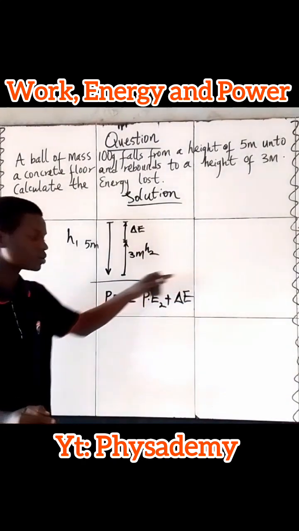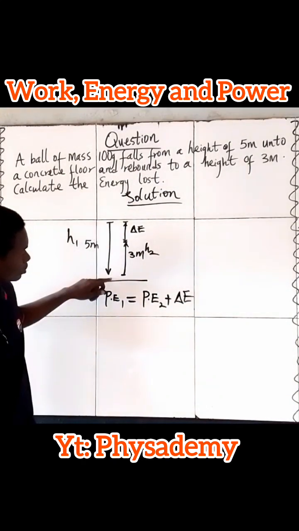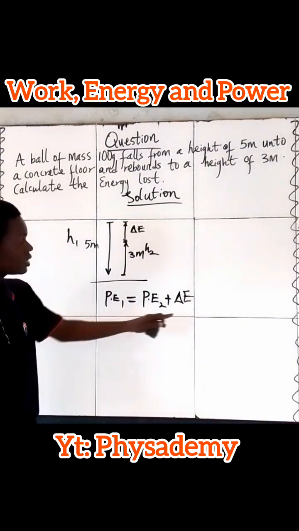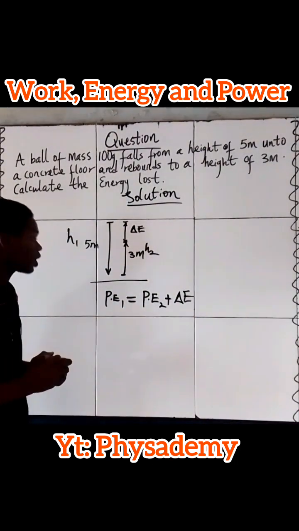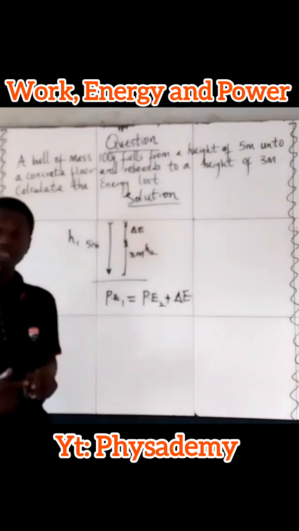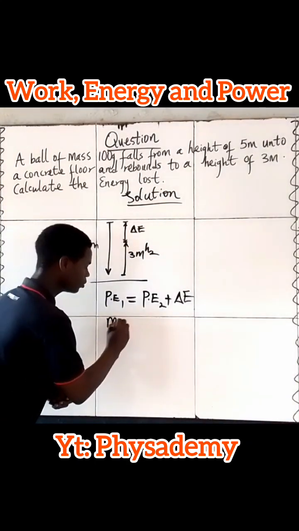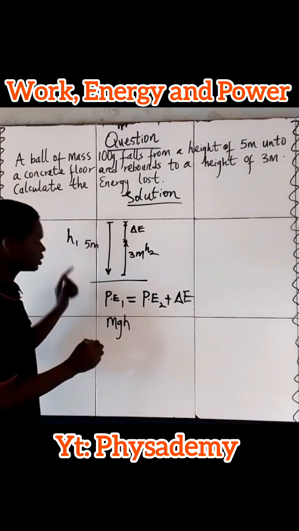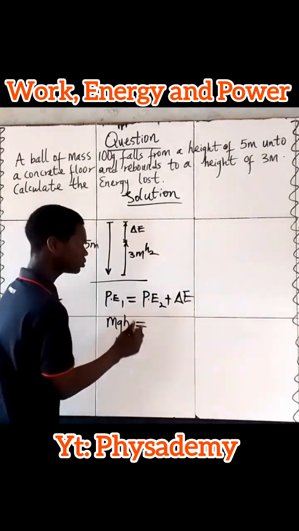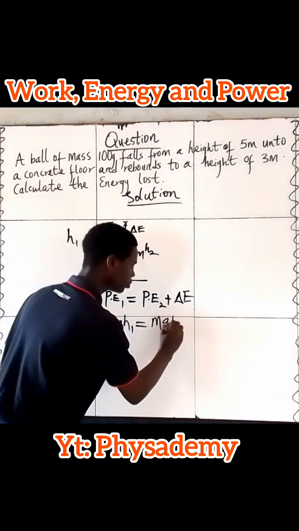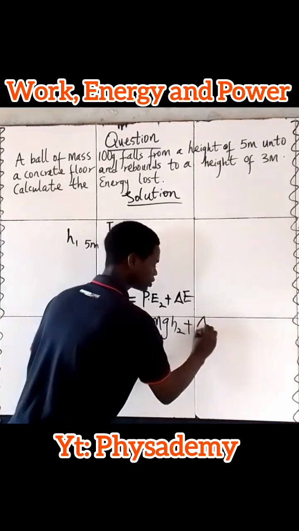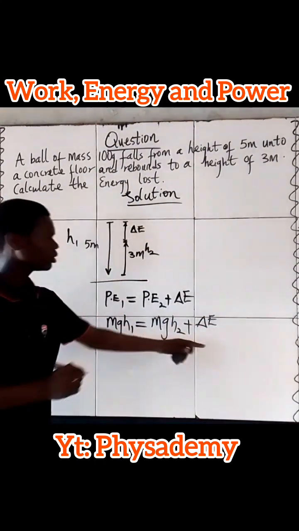This is showing conservation of energy, because it bounced up to 3 meter and there is some height not covered. That is the energy lost, and this is what I will use to solve this question. Now we know that potential energy is given as mgh. Because this is the initial height, we say mgh1 equals, and because this is the second height, mgh2. We just leave this as change in energy.